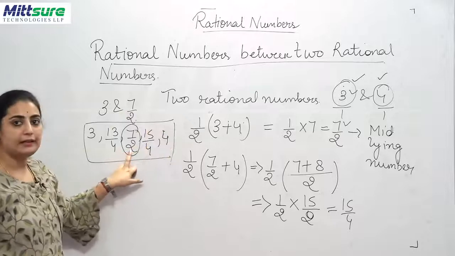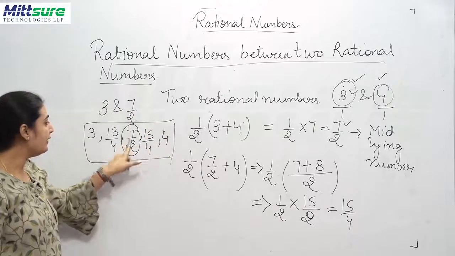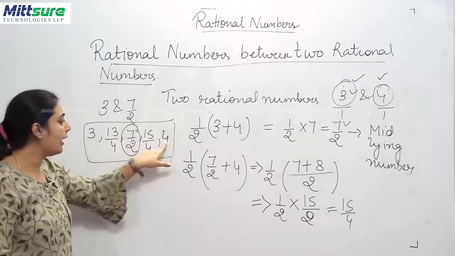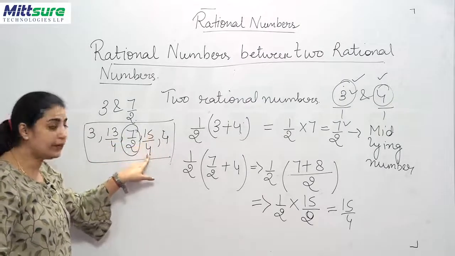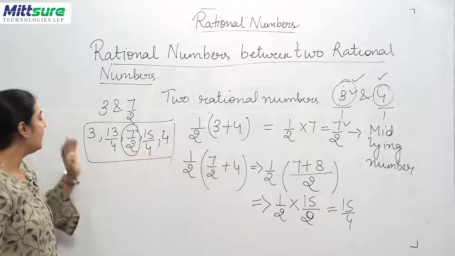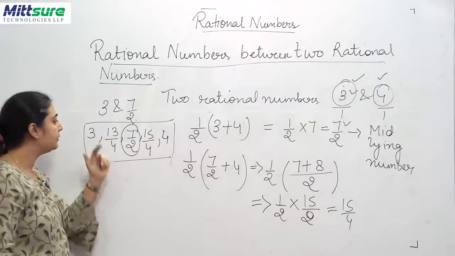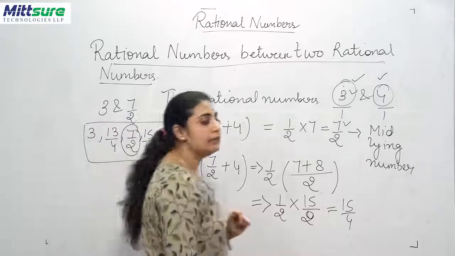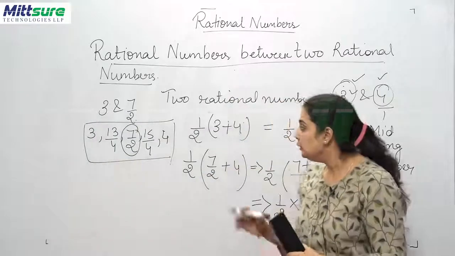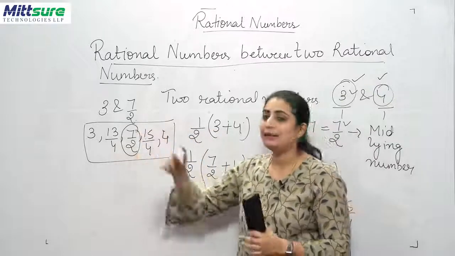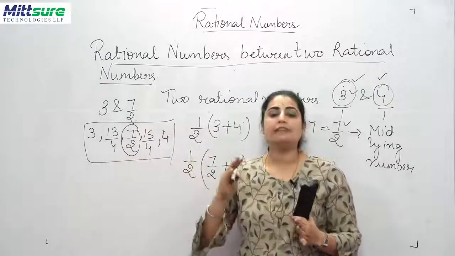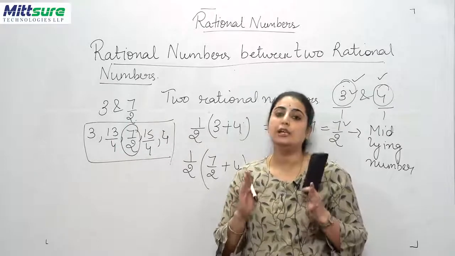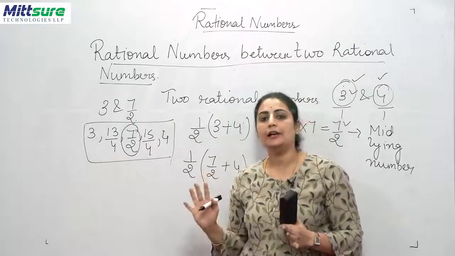So which is that number? 7 upon 2. Then I calculated the midline number between 7 upon 2 and 4. That is 15 upon 4. Right? Then I calculated the midline number between 7 upon 2 and 3. What is that number? 13 upon 4. Using these midline numbers in series, I can find the numbers between the two given rational numbers. This is the other kind of method.